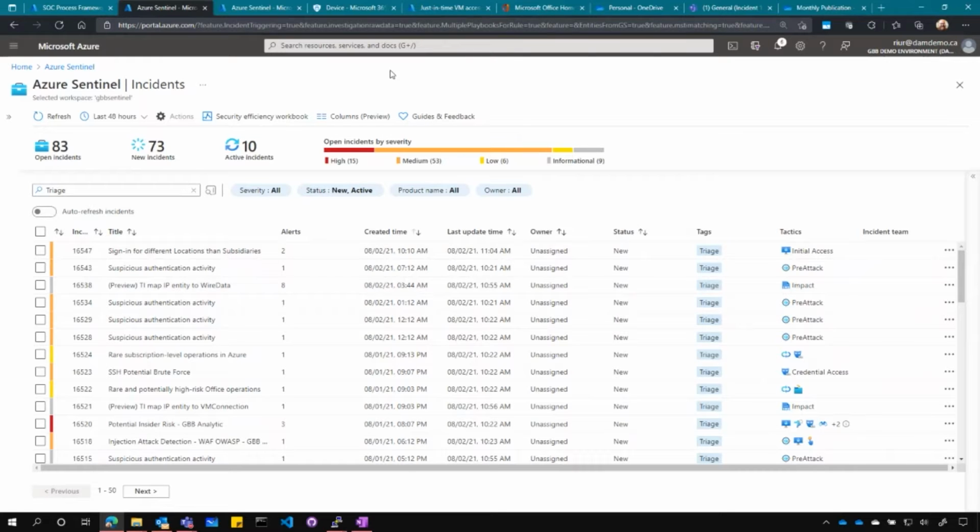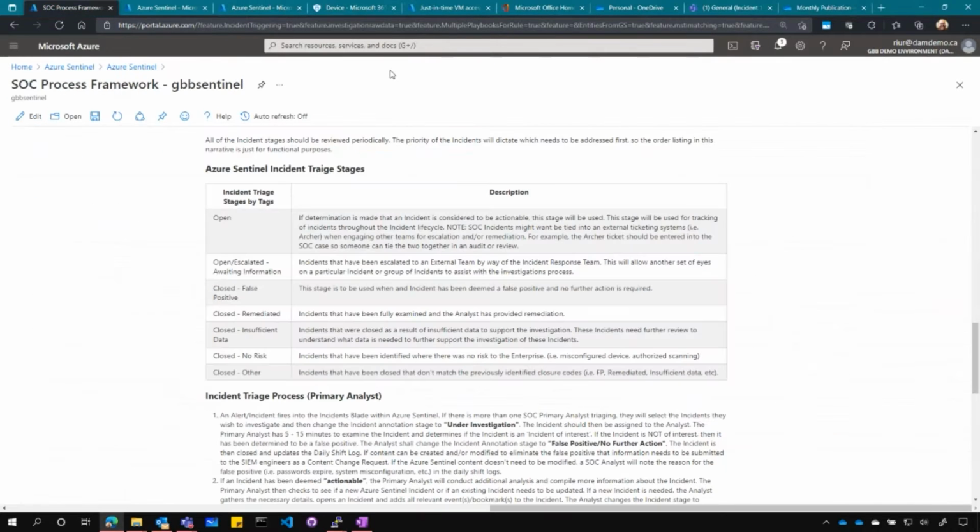All right, so now let's pivot back to our framework. We have a few more things here. We've got open and escalated, waiting for information, as well as some closed states that cover false positive, remediated, insufficient data, no risk. Now, this adds more context above and beyond what we offer within Azure Sentinel, because we can tag it and then we can build those KPIs off of this tagging.